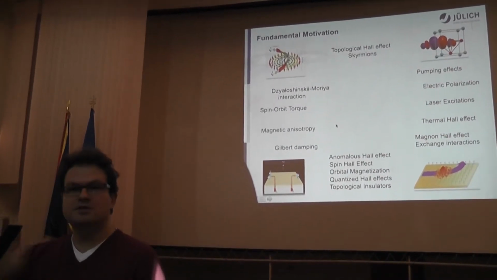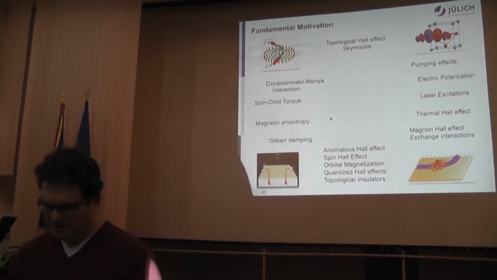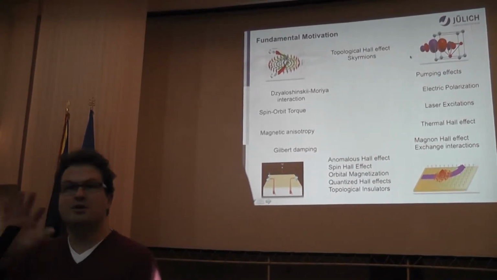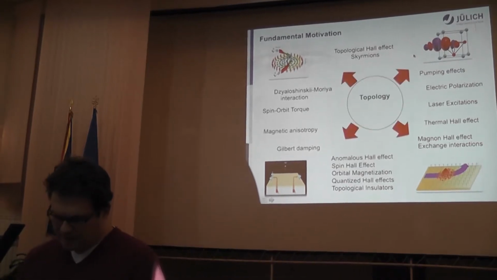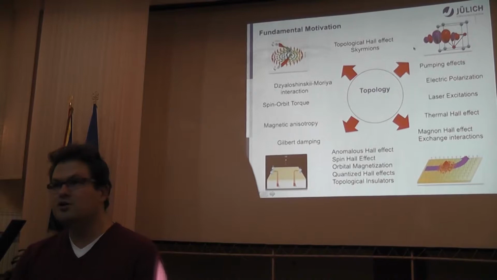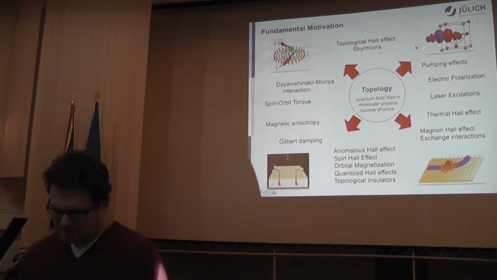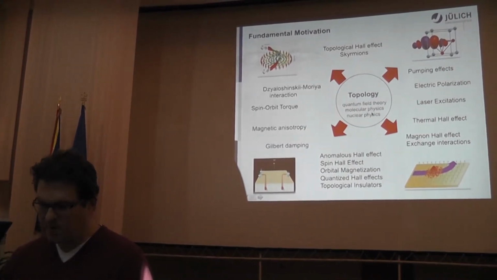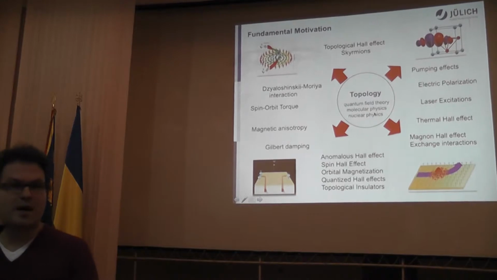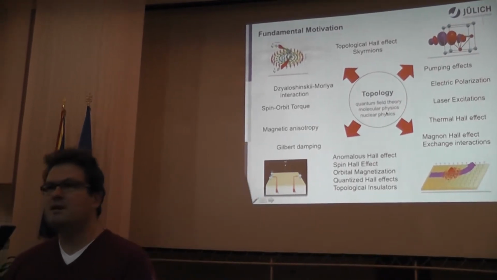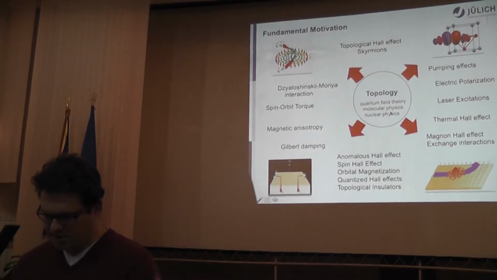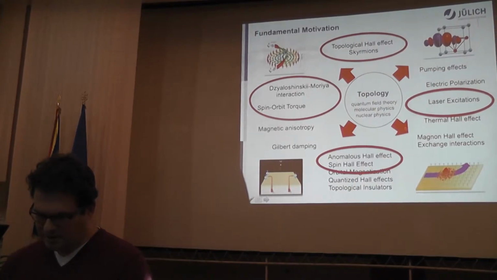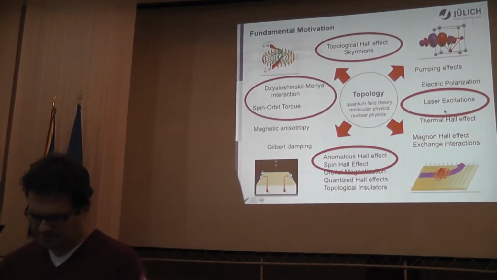Besides that, leaving aside the technological aspect, there is a deep fundamental motivation, since many of these effects are actually united under the same roof based on the concepts of geometry and topology, which effectively brings them closer to such distant fields as quantum field theory, molecular physics, and nuclear physics. I will try to show you on a couple of examples what this means and what we can do here with Ab-initio research. To do this, I will choose skyrmions, spin-orbit Dzyaloshinskii-Moriya interaction, Hall effects, and laser excitations.